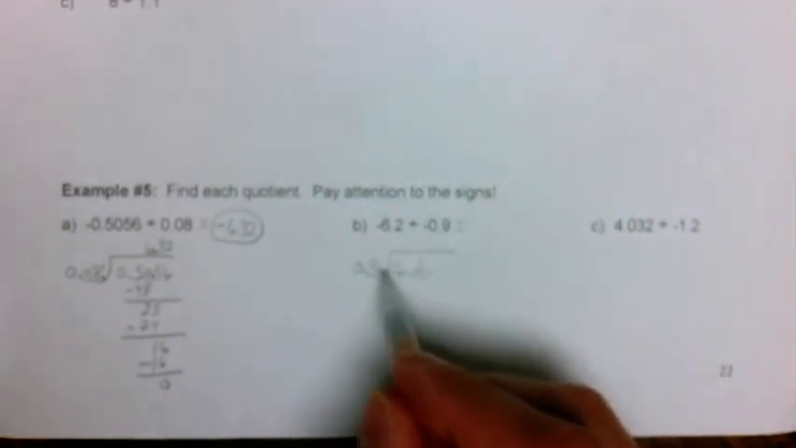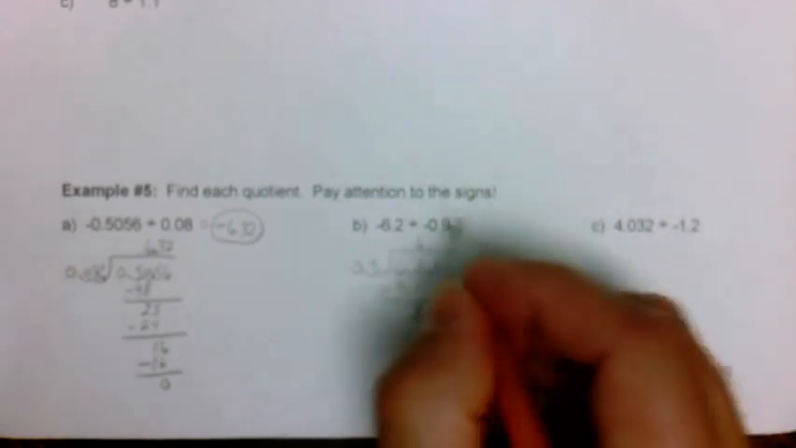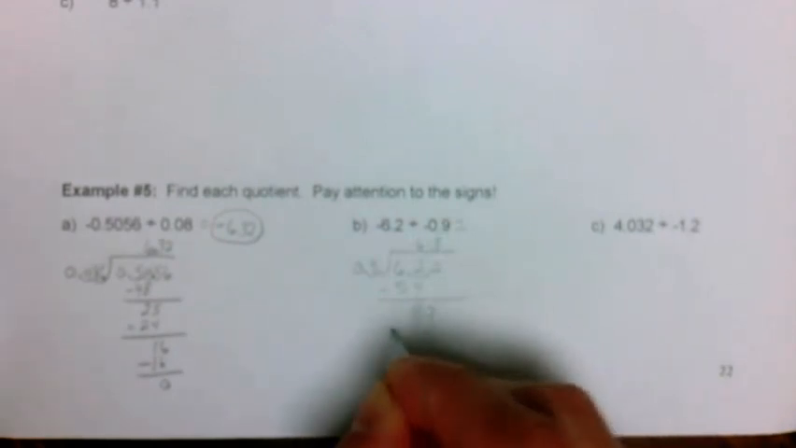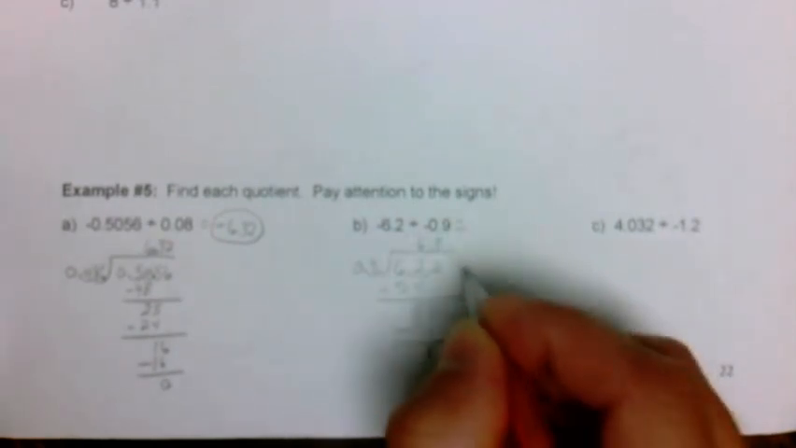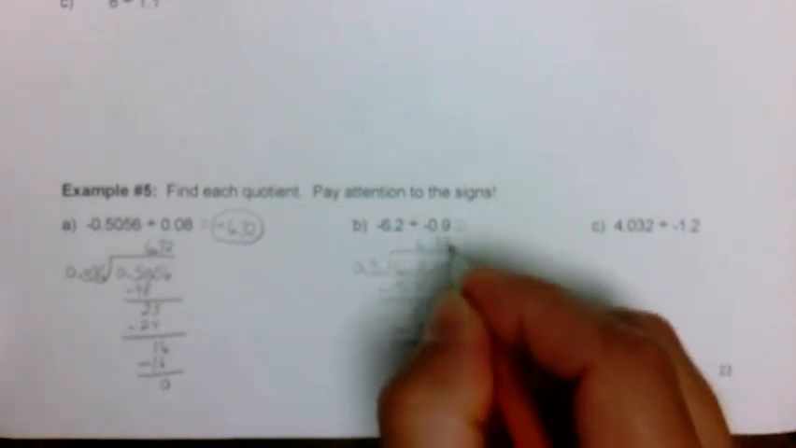9 doesn't go into 6, but it goes into 62 6 times. 6 times 9 is 54, which means we're left with 8 as the difference. Add a 0, bring it down. 9 goes into 80, rather, 8 times. 8 times 9 is 72. We subtract, we're left with 8. We add a 0, bring it down, and we have 80 again. Well, 9 goes into 80 8 times. 8 times 9 is 72. The difference is 8. Add a 0, bring it down, and we can see what's going to happen here. We're getting a repeated decimal.